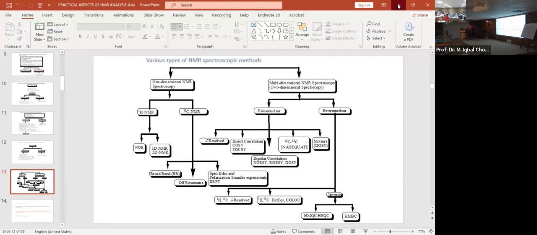Okay, thank you. One more question. Can we design experiments in NMR employing artificial intelligence? If yes, would it be helpful in increasing the resolution somehow?